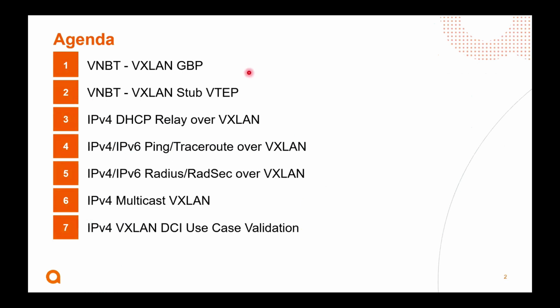So these 7 features are new in 10.8. We'll be covering each one of them. So GBP and Stub VTEP, they are related to VMBT for the campus VXLAN. We also add on DHCP relay over VXLAN for software parity to 2 new platforms, and ping traceroute over VXLAN for both V4 and V6 is supported in 10.8. Radius RadSec over VXLAN with V4 and V6 is also supported for certain platforms. Finally, IPv4 multicast VXLAN will also have new features.